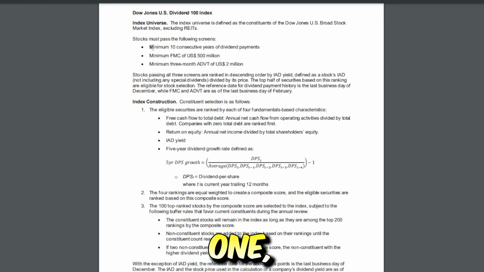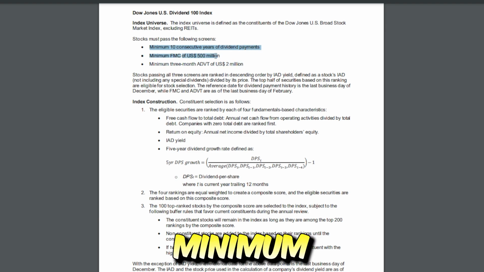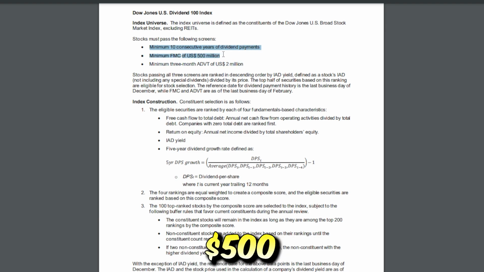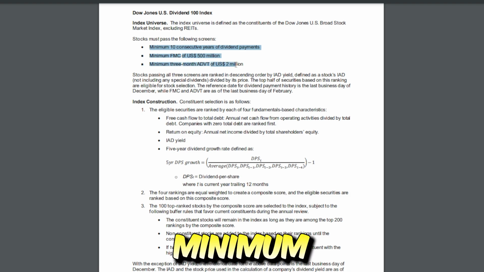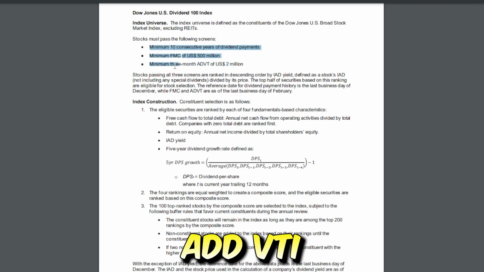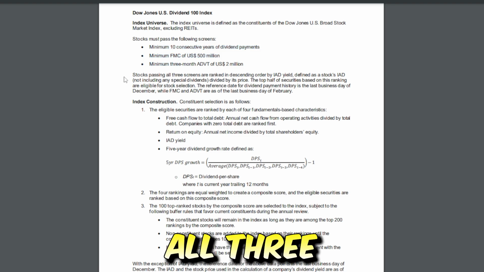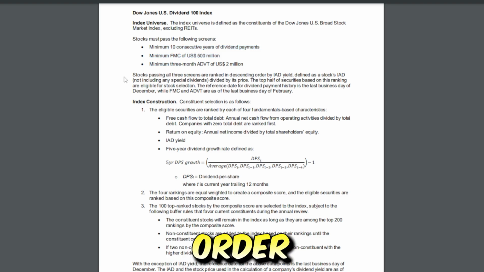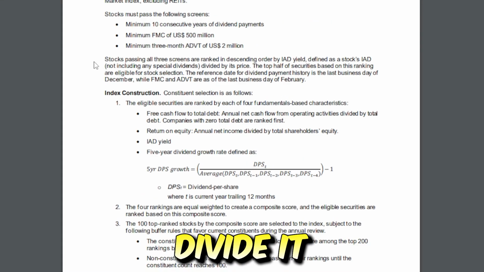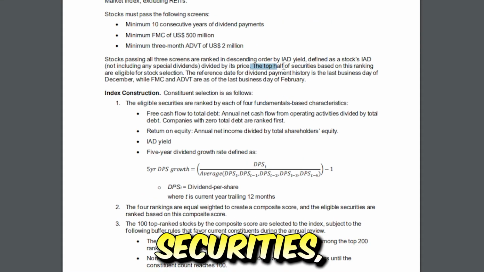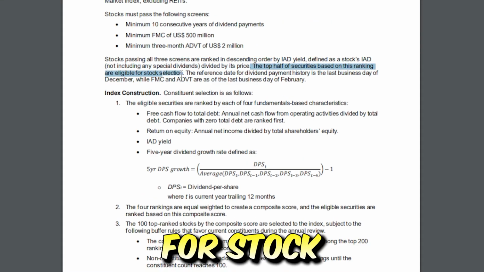So screening number 1, it has to have a minimum of 10 consecutive years of dividend payments. Number 2, minimum FMC of US $500 million. Number 3, minimum 3-month ADVT of US $2 million. Stocks passing all 3 screens are ranked in descending order by IAD yield, defined as a stock's IAD, not including any special dividends, divided by its price. The top half of the securities based on its rankings are eligible for stock selection.